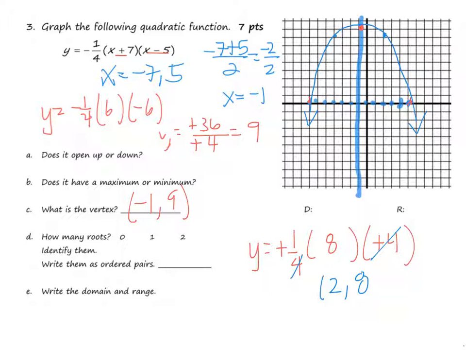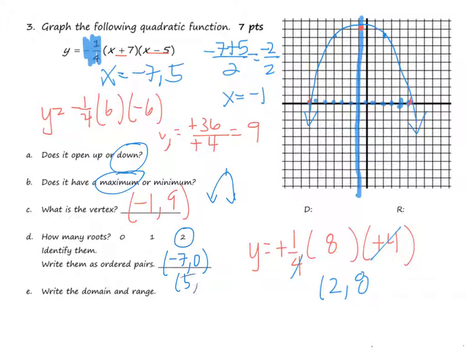Now, before you even graphed all that, you could have answered a whole bunch of questions. So let's take a look at some of these questions. Does it open up or down? Well, you have a is equal to -1/4. It's negative, so it definitely opens down. If you have a parabola that opens down, it is going to have a very topmost point, so it's going to have a maximum. In this case, you knew the roots to begin with. There were 2 roots, and they were the x-intercepts. They were the point -7, 0 and the point 5, 0.